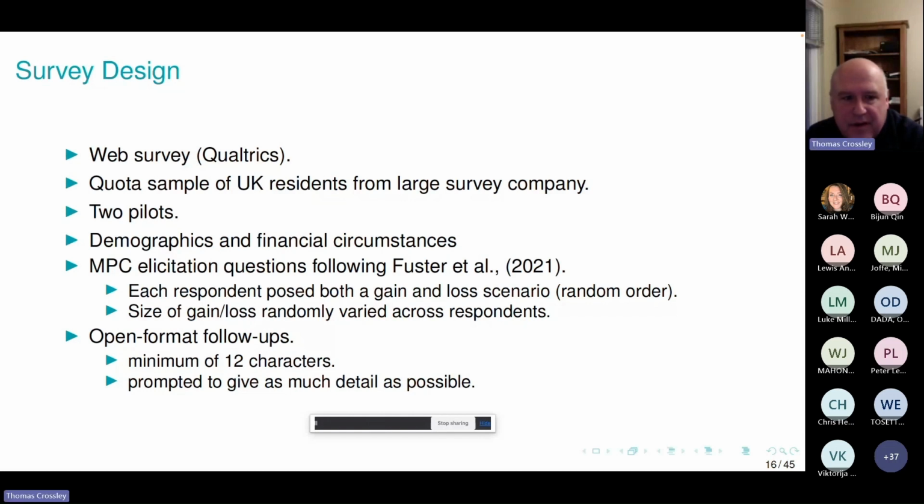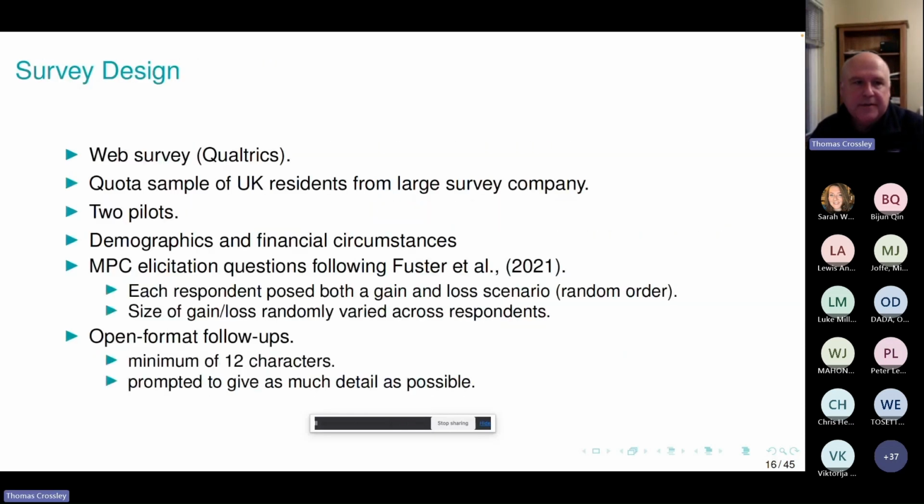There's also some evidence of size effects in the literature. So the size of the income gain and income loss was the same for a given respondent, but we randomized that size across respondents. But a fairly standard, or very standard, MPC elicitation question, which I'll show you in a sec. And then we had the open format follow-up. So we ask a series of open format questions. We enforced a minimum of a 12 character response, but we prompted and urged respondents to give us as much detail as possible.